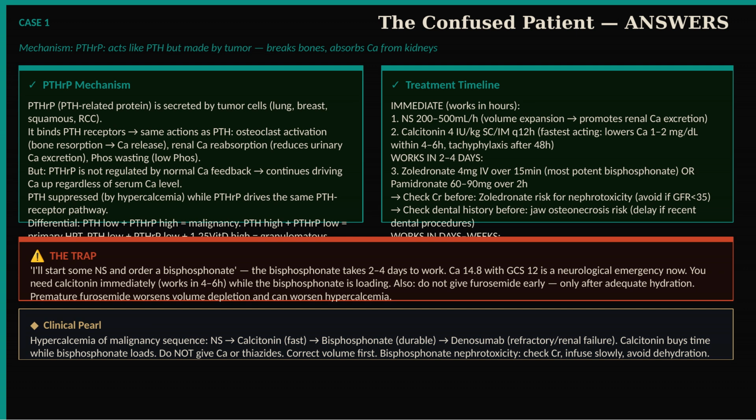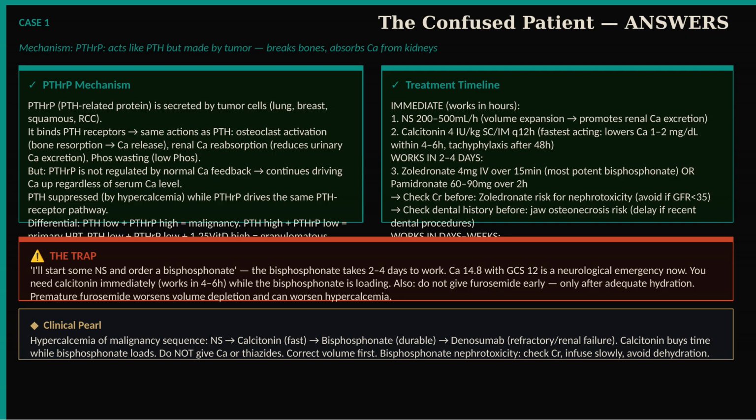to granulomatous disease. Now the treatment timeline, because this is the attending's real question. Working in hours, saline at 200 to 500 an hour to expand volume and drive calcium out in the urine, plus calcitonin. The fastest agent, dropping calcium 1 to 2 points within 4 to 6 hours, though it loses effect after about 48. Working in 2 to 4 days, zoledronate, the most potent bisphosphonate.